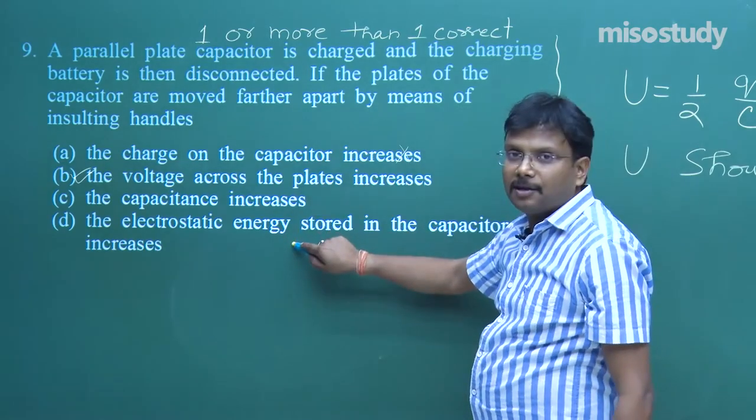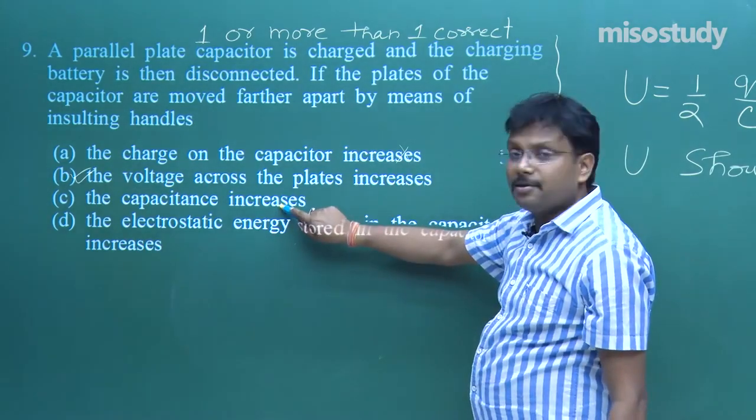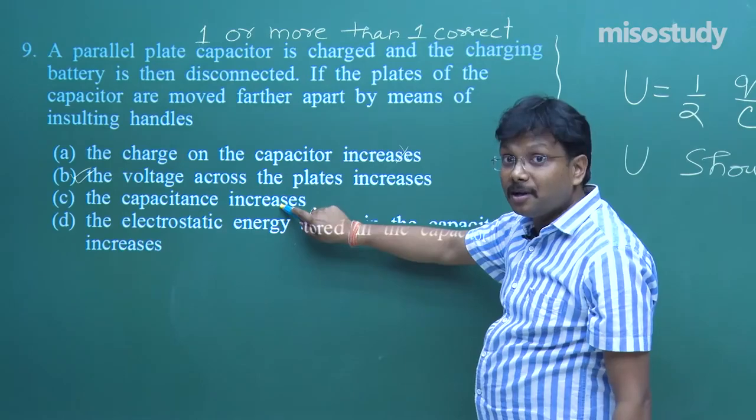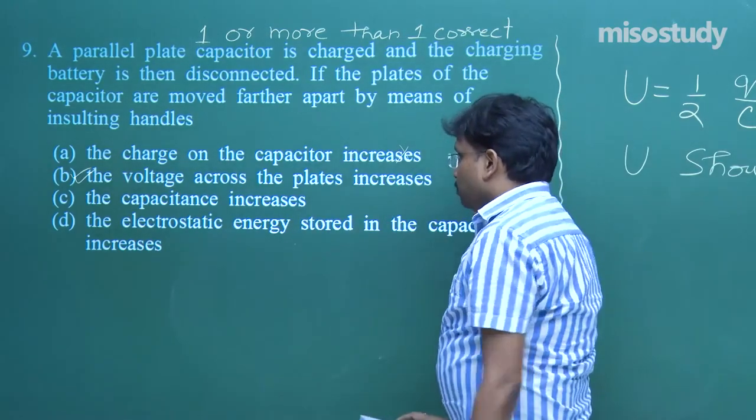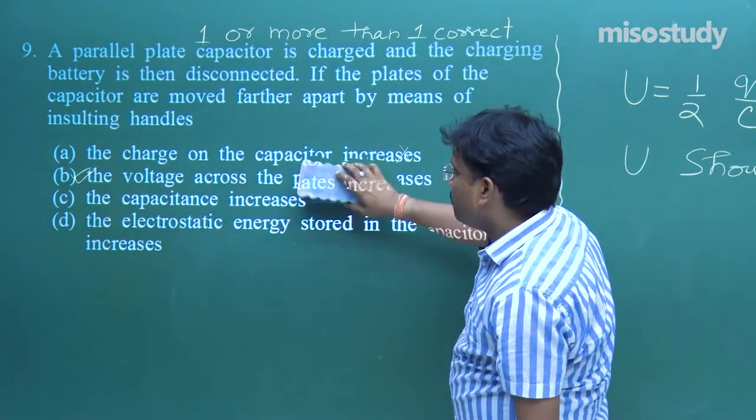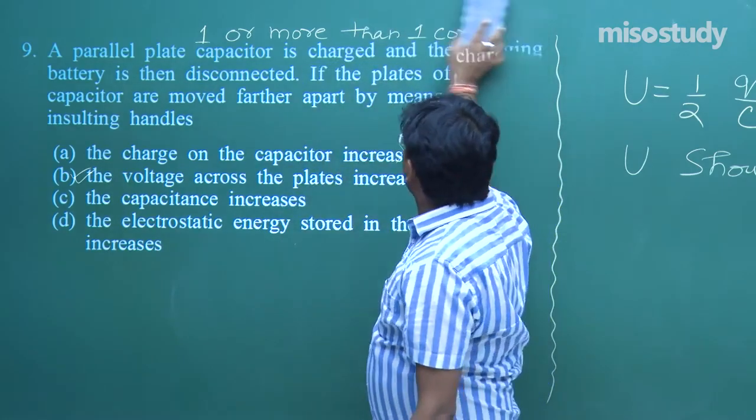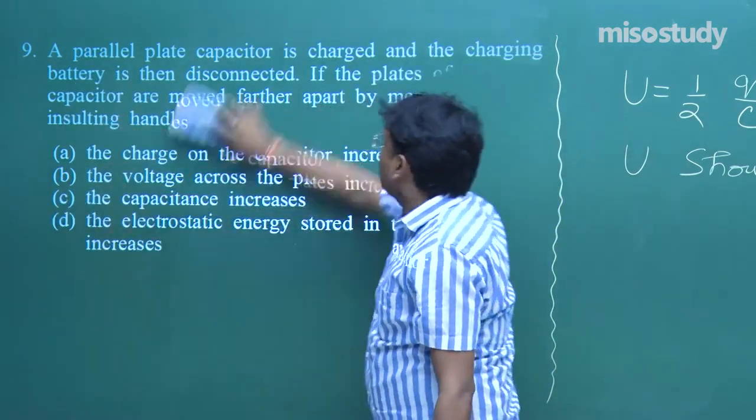So the electrostatic energy stored in the capacitor increases. It is correct. Capacitance increases is incorrect, because it is decreasing basically. Fine. So now you can say options B and D are the correct options for this particular question.